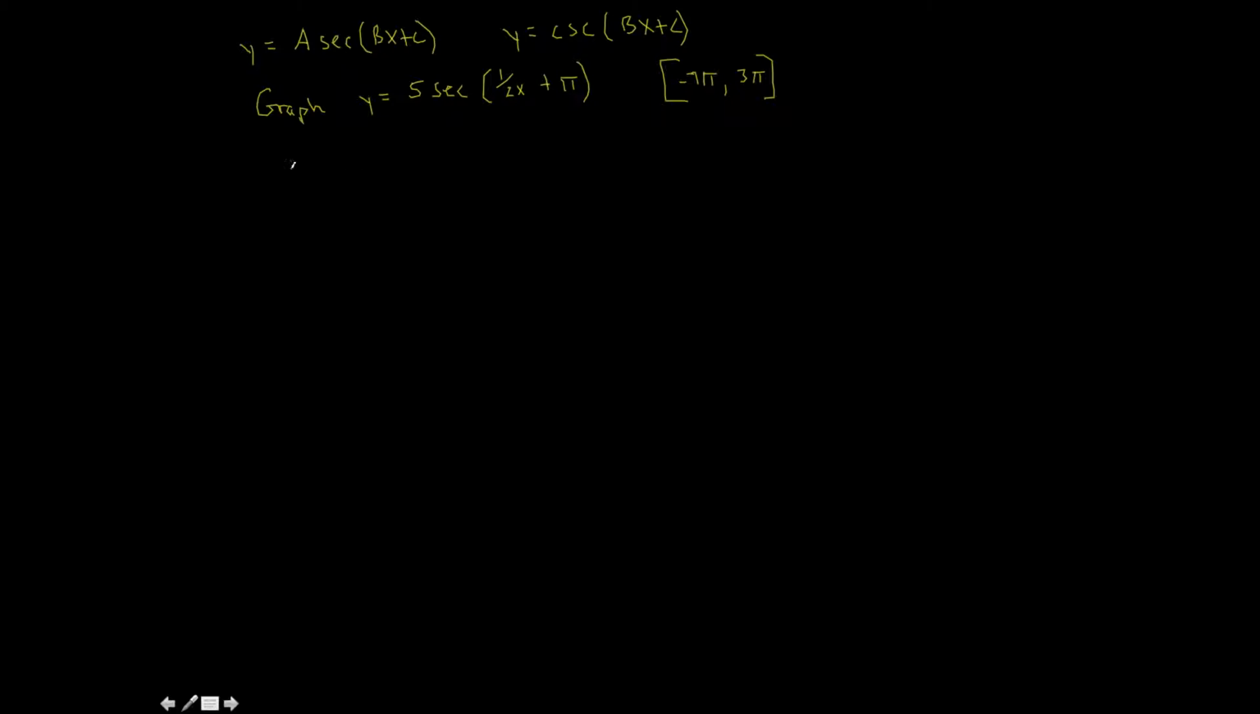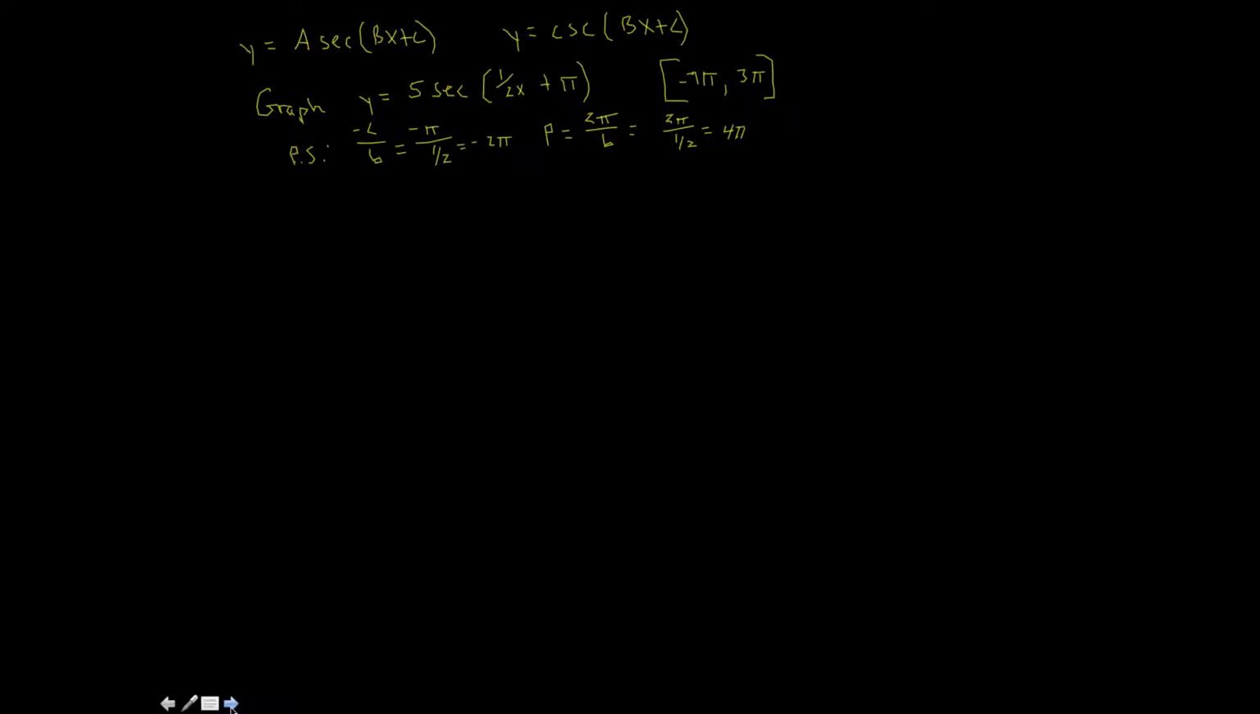Alright, so if the problem just asked for the phase shift and period, well, the phase shift is the same as it always has been. It's negative c over b. So that's negative pi divided by 1/2, which is negative 2 pi. The period is 2 pi over b, which in this case is 2 pi divided by 1/2, which is 4 pi. Now, when we get ready to graph this, though, we're not actually going to graph the secant. Your book is going to show you how to graph the secant, but I'm going to show you a different way to go about it.